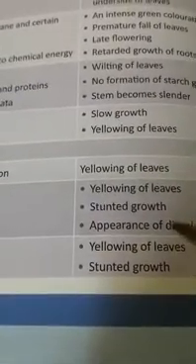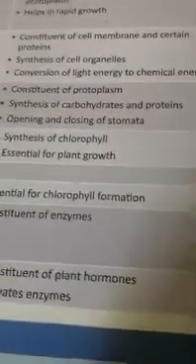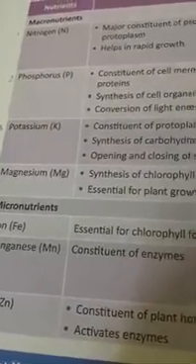So we have seen most of these are required for the growth of the plant and for the proper growing of the leaves and having the green color pigment so that they can do photosynthesis. So we see all these are very important, micronutrients and macronutrients.